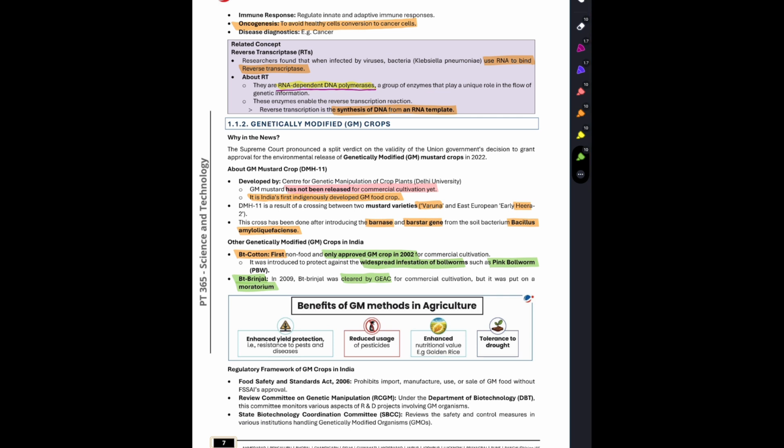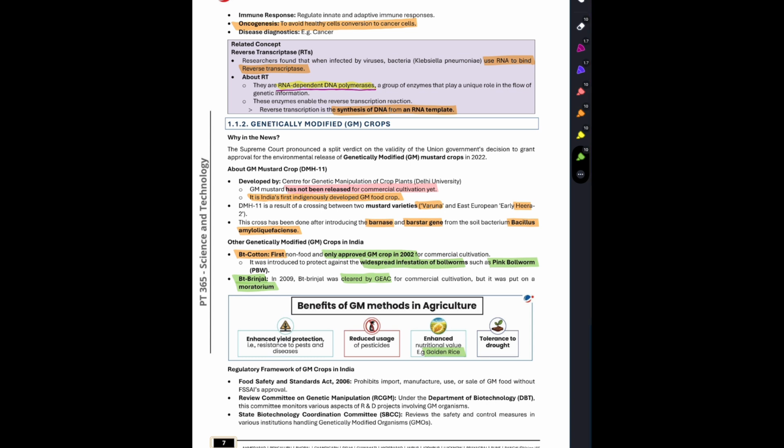enhanced nutritional value. Example: golden rice. This is a rice fortification, addition of vitamin A into rice, and the tolerance to drought. So these are the four major benefits of genetically modified crops in agriculture. So first is the enhanced yield production, more yield. Next is the reduced usage of pesticides, low pesticides, enhanced nutritional value, and drought tolerance, drought resistance basically.